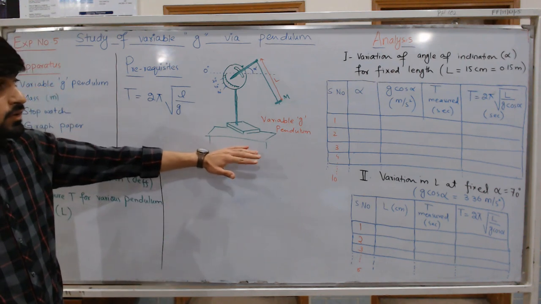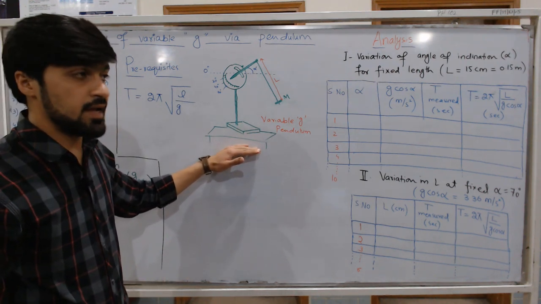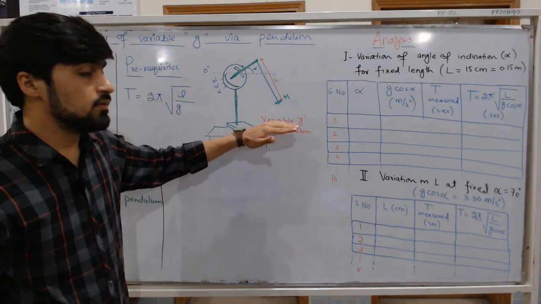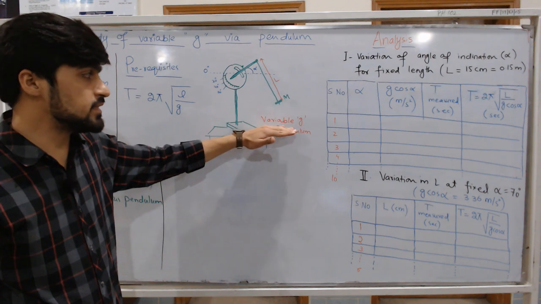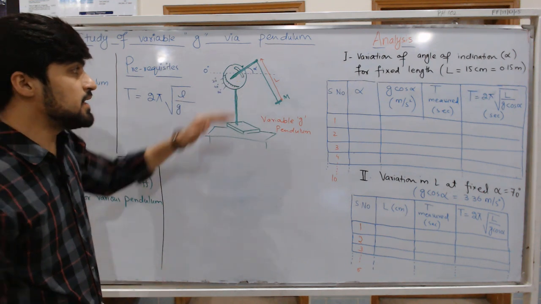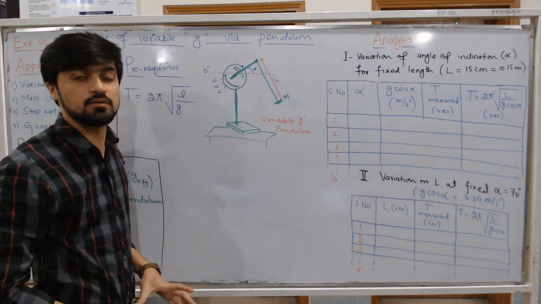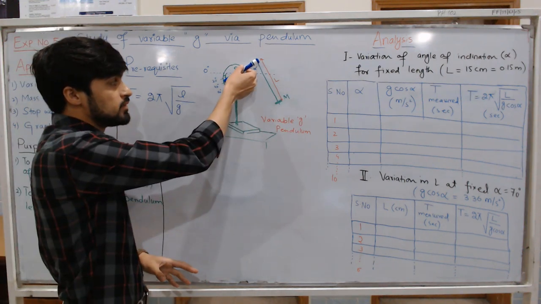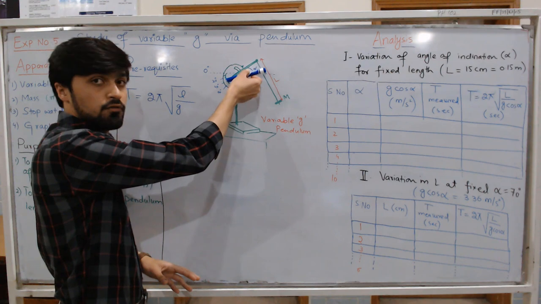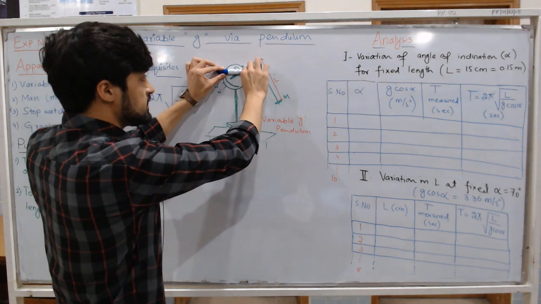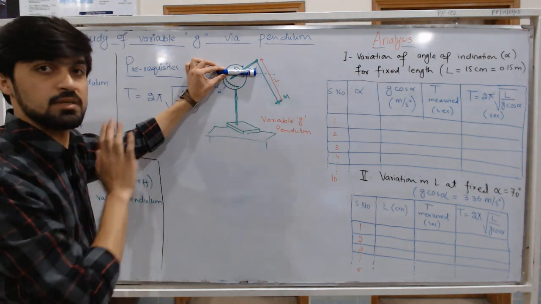But for our case, the situation is different, and the pendulum which we are using is not the simple pendulum, but we call it the variable G pendulum. It means that the pendulum can be inclined at a certain angle, and you can adjust the angle of inclination, which we will be demonstrating shortly in our second part. So initially, if the pendulum was here, we can say that it is simply the simple pendulum.